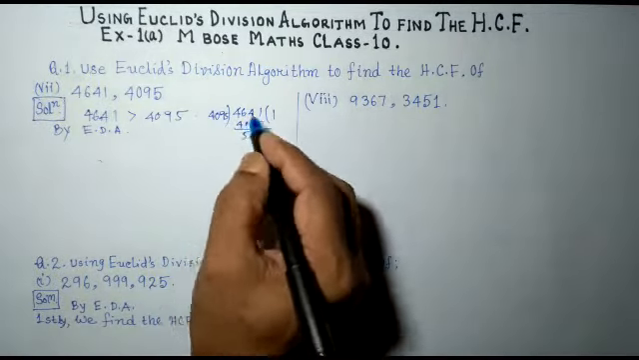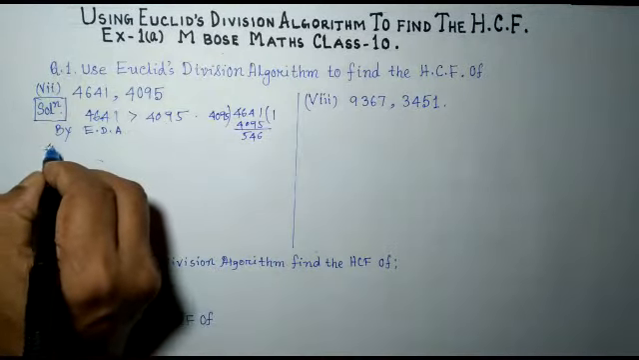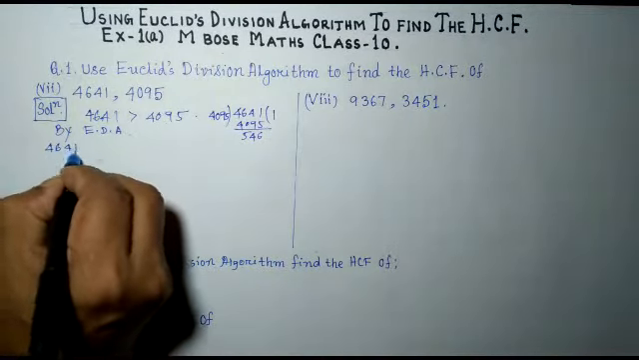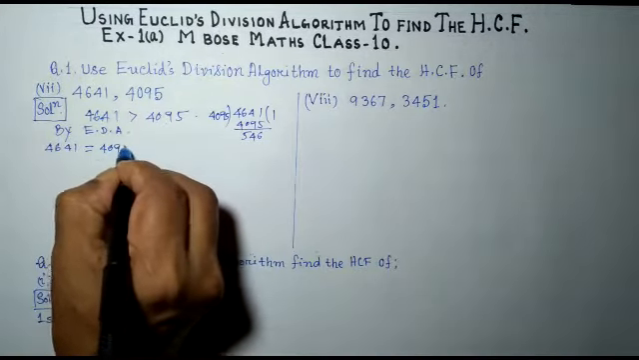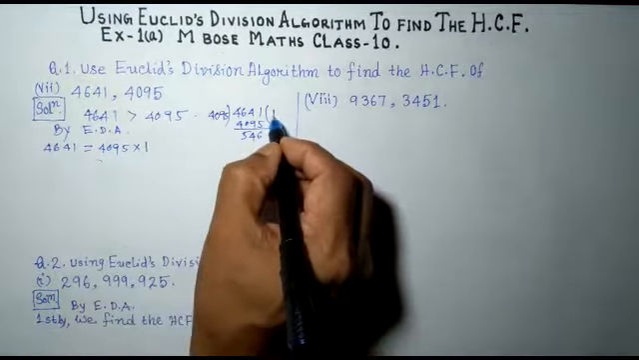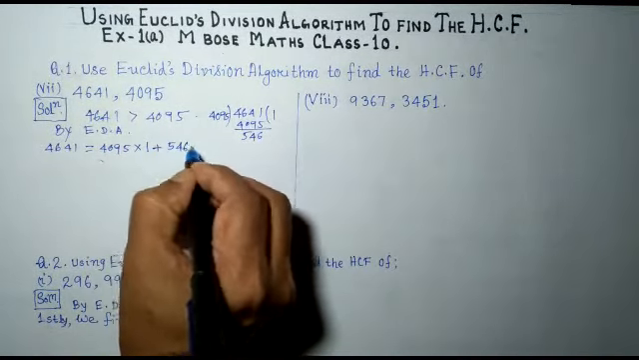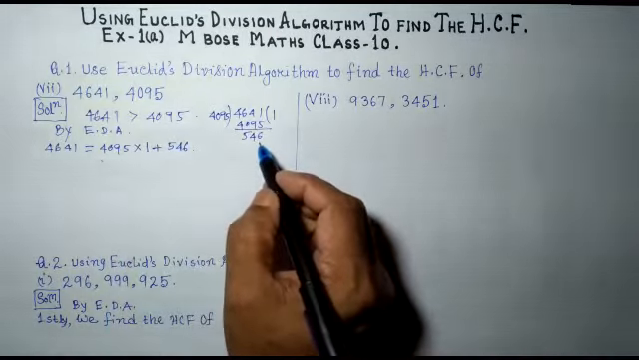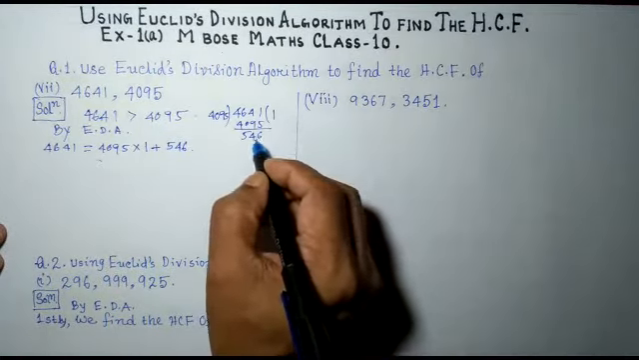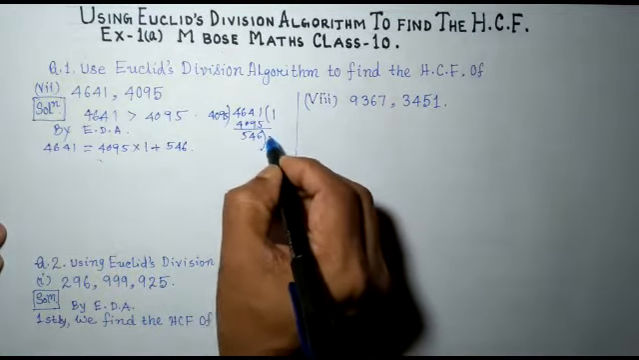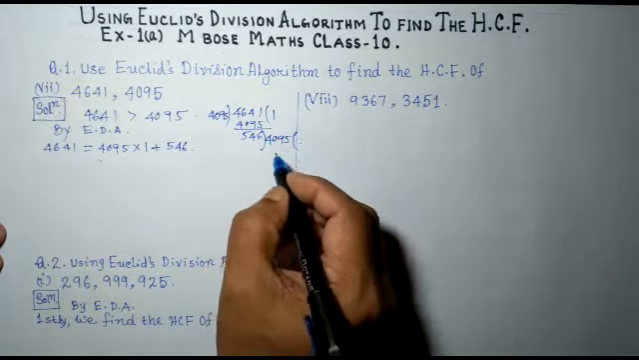So we write for this division: dividend 4641 is equal to divisor 4095 into quotient 1 plus remainder 546. So our procedure: if the remainder is not 0, we have to continue the division. So by this remainder we will divide now 4095.